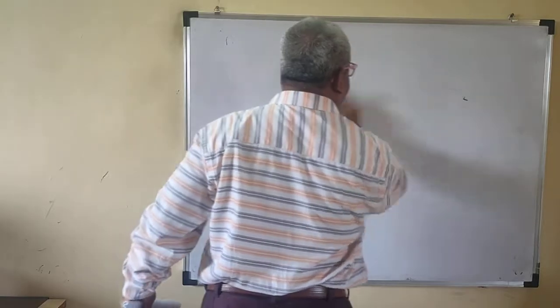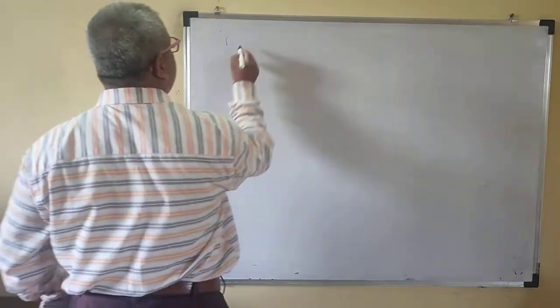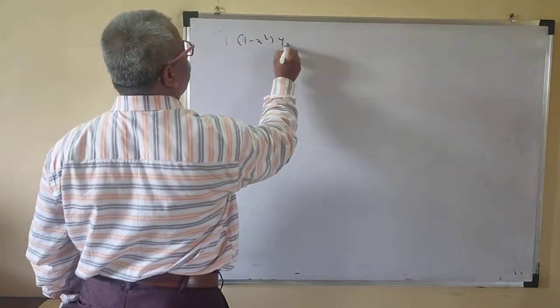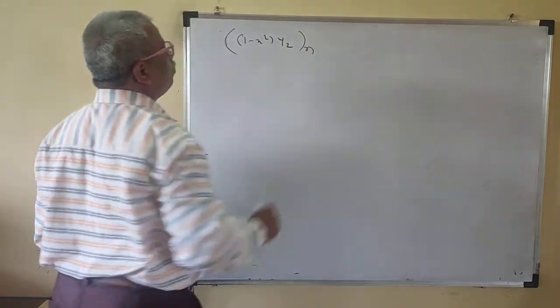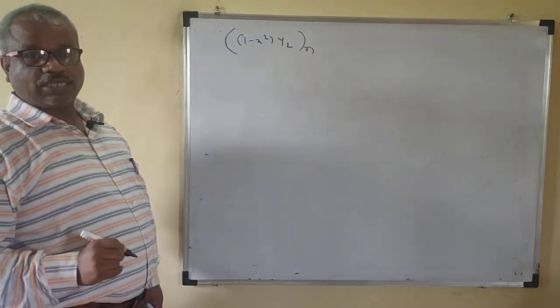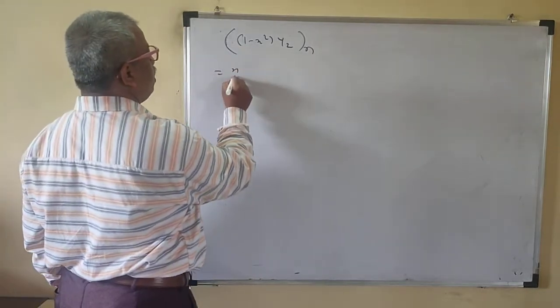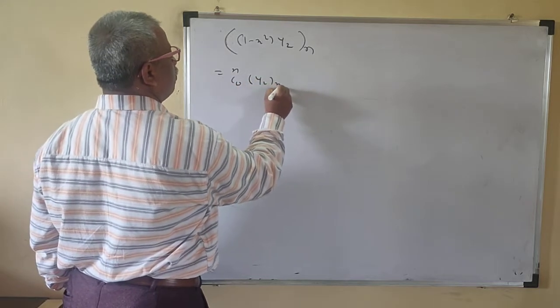Now suppose you have 1 minus x squared y2, and you want to find the nth derivative of this one. How can we write this? This is nC0 n.